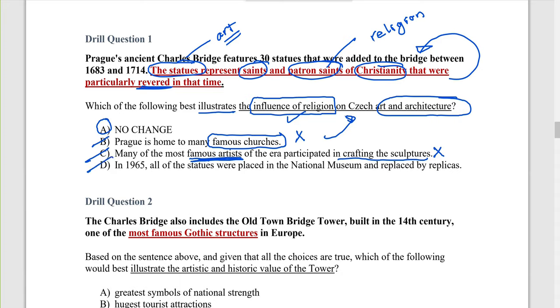Then D. And D here, in 1965, all of the statues were placed in the National Museum. Come on, this has nothing to do with us. It does not include what? Religion. No inclusion of religion. So you are definitely right.